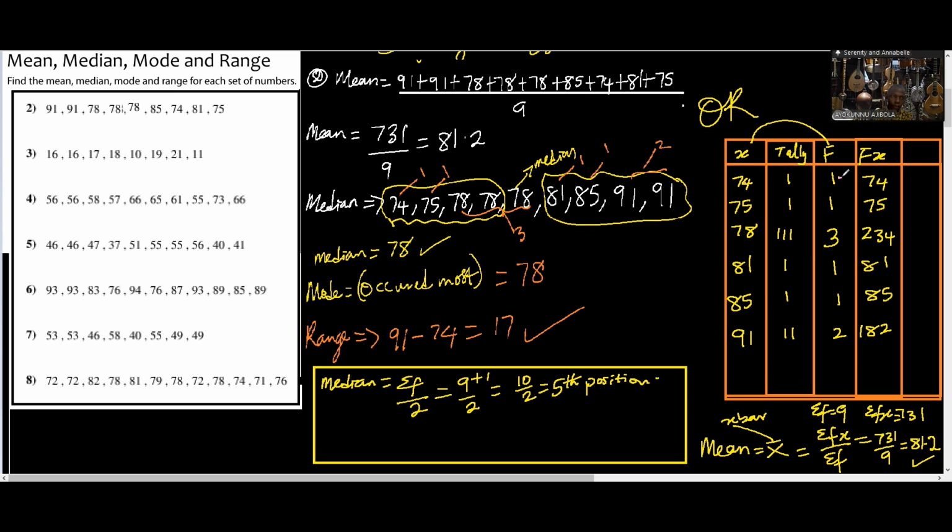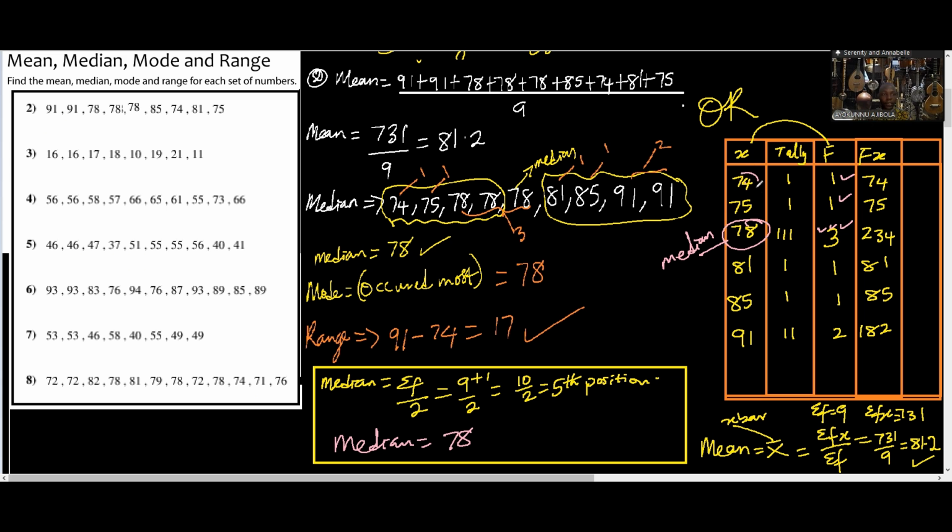Okay. This is the first data, the second data, the third, fourth, and fifth lies here, so it's still 78. Is that clear? Okay. So we can say 1, 2, 3, 4, 5. The fifth position lies here, is our median. So we can say our median now, according to that table, is 78.